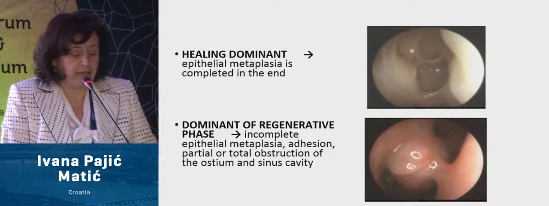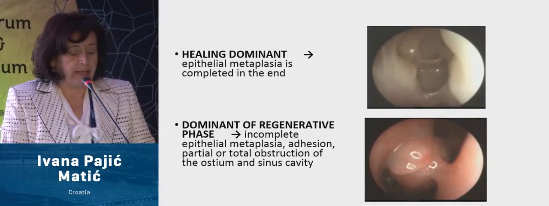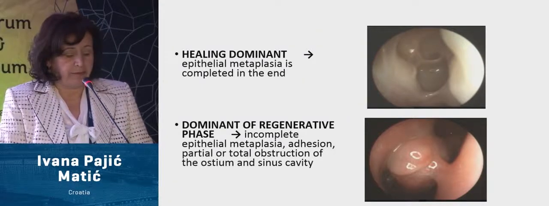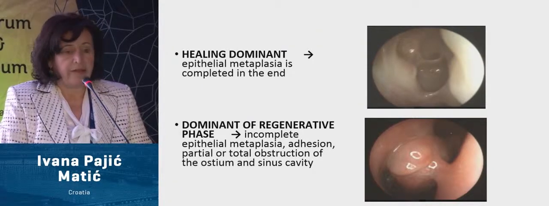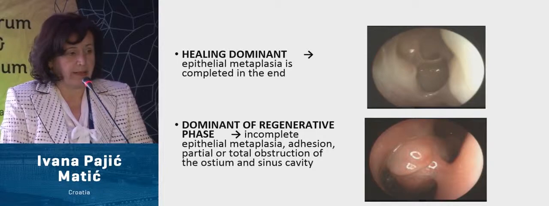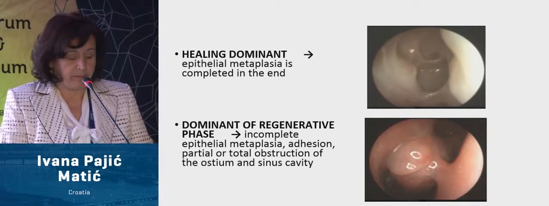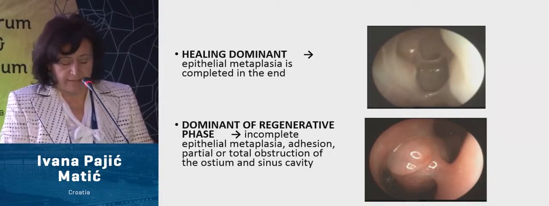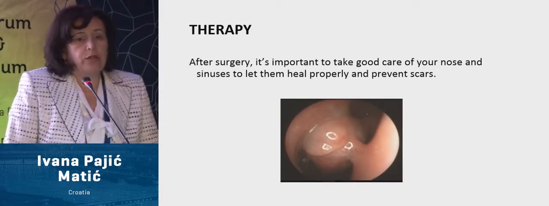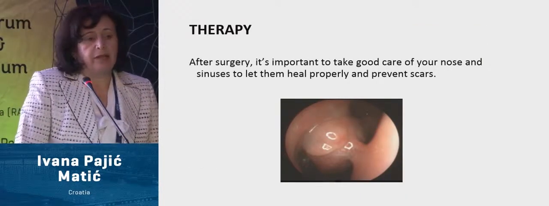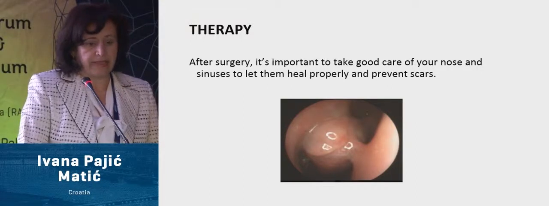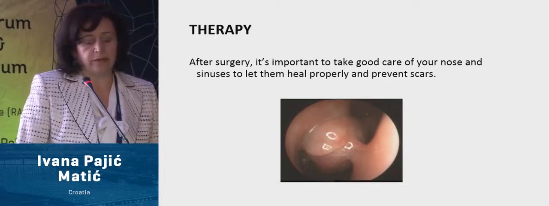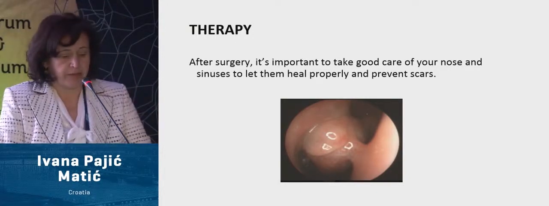If healing is dominant, the epithelial metaplasia is completed in the end. But if the regenerative phase is dominant, there is an incomplete epithelial metaplasia, adhesion, partial or total obstruction of the ostium and sinus cavity. What should we do? What should we have in the therapy after endoscopic sinus surgery when we saw all those phases of wound healing after endoscopic surgery?